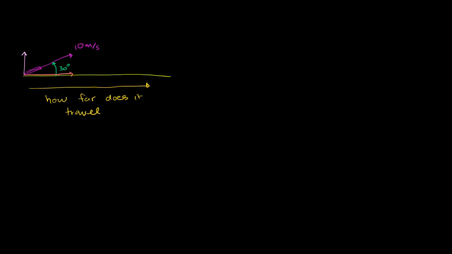So the first thing we want to do is break down this velocity vector that has a magnitude of 10 meters per second and has an angle of 30 degrees with the horizontal. We want to break it down into its x and y components, or its horizontal and vertical components. So that's its horizontal component, and then its vertical component looks like this. So let's do the vertical component first.